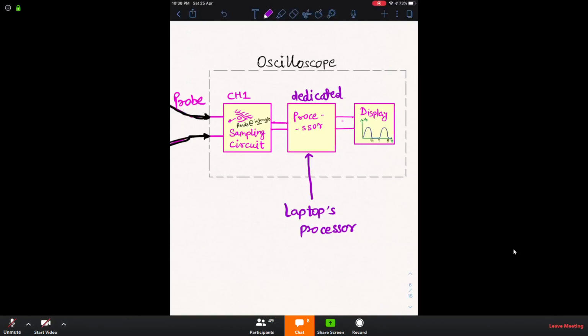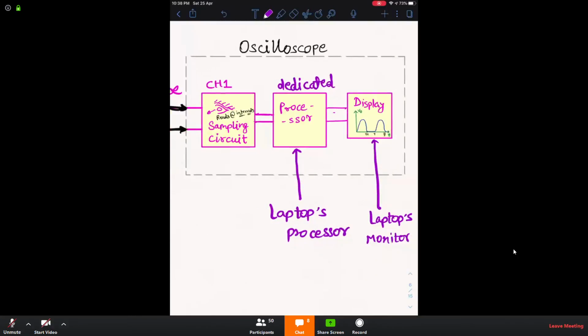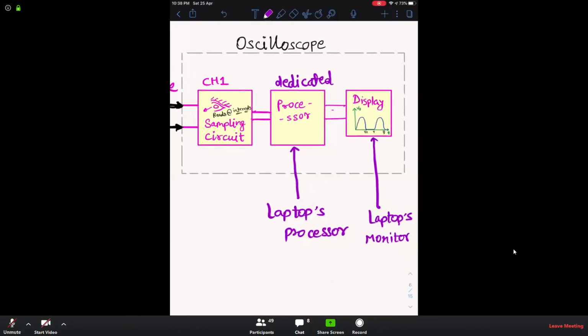Now this you all can answer, right? This is the display. In our laptop we do have a display. So if we use the display of our laptop, we don't need to buy a new one. So here we can save cost. We will use the monitor of our laptop as a display, and we will use the processor of our laptop to process that data.